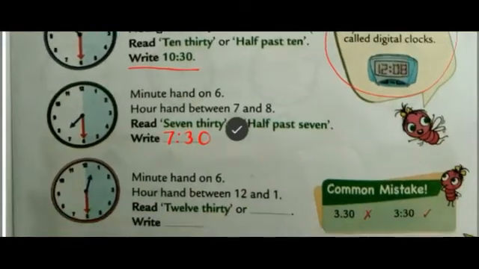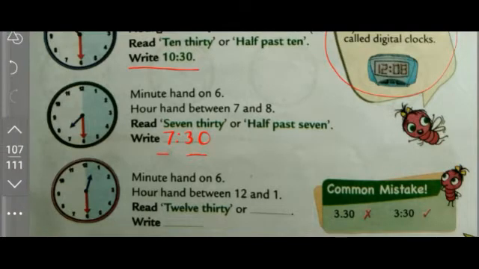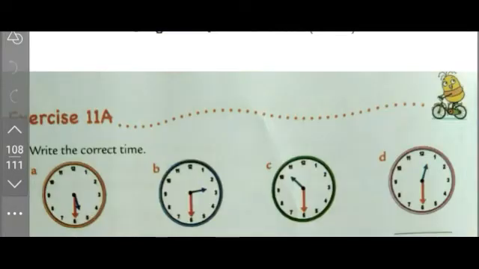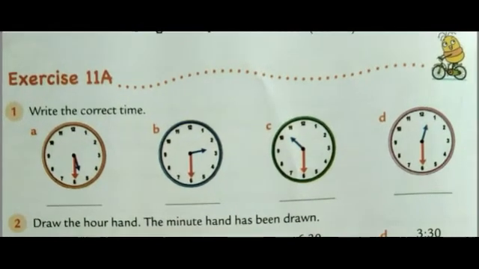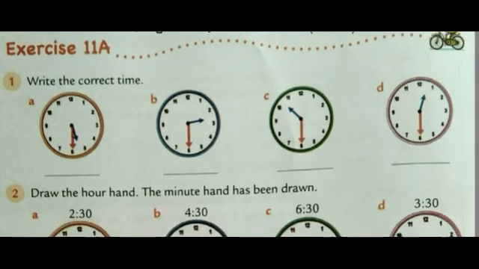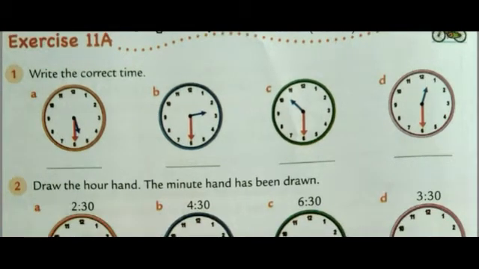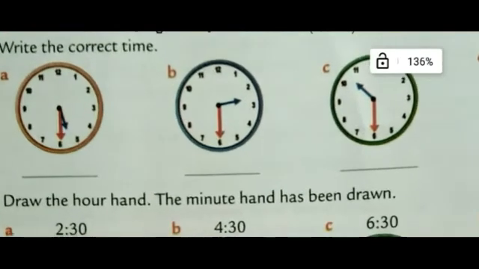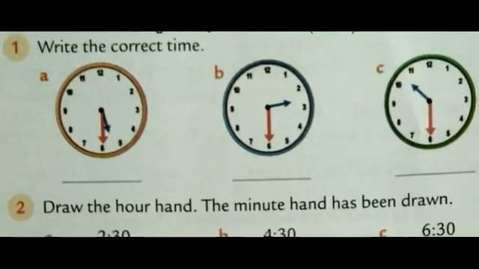Okay, scholars? Here, this side shows the hour and this side shows the minute. Okay? Let's do some exercise now related to it. So, we'll do exercise 11A now. First question is, write the correct time. Okay, we need to write the time in the space provided here. So just see the first clock. What is the time that we can see here?